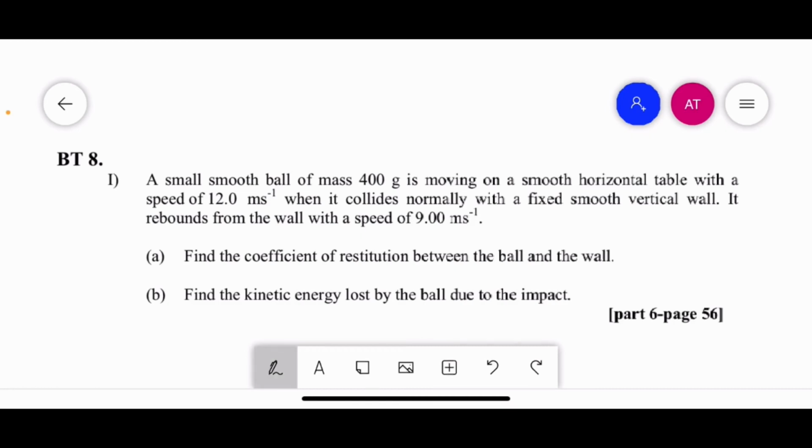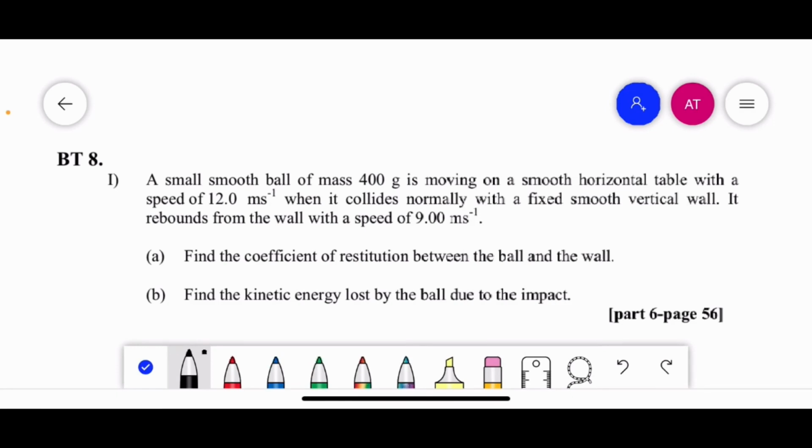Okay, so part A asks us to find the coefficient of restitution. As we said, it's equal to v over u, or the speed after it collides versus the speed before it collides. So we get 9 over 12, which is equal to 0.75.